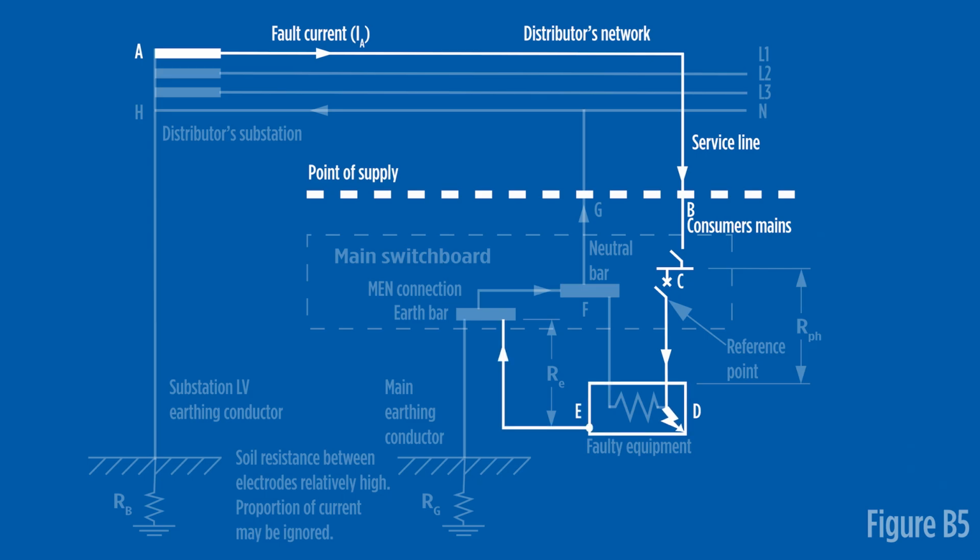Point E represents the protective earth wire from the equipment returning to the earth bar in the switchboard. The path continues from here through the MEN connection in the switchboard to the neutral bar, represented by the letter F. The consumer's mains neutral returns circuit current to the point of supply at G. Then through the service lines back to the supply transformer star point at point H. This completes the fault loop path.